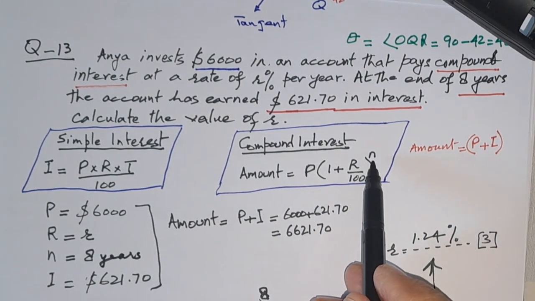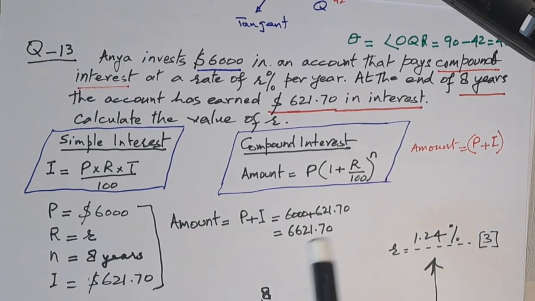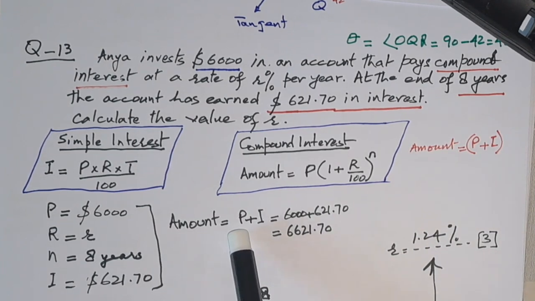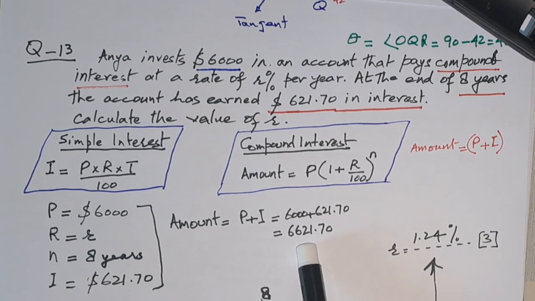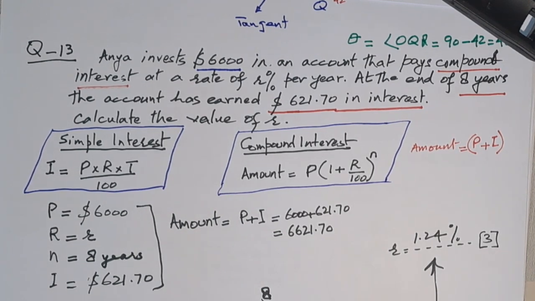This n is number of years, and I is equal to $621.70. So we apply this formula, put in the values. I have worked out amount is equal to P, principal amount plus interest, which is equal to $6,621.70. Right here, then put in P as $6,000, 1 plus R, and n is equal to 8.